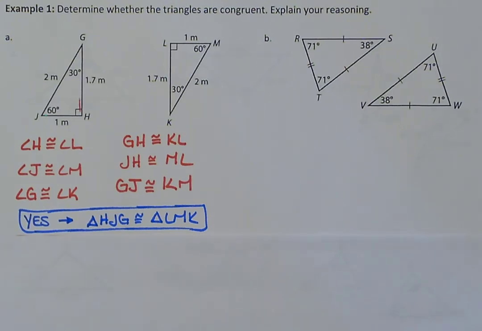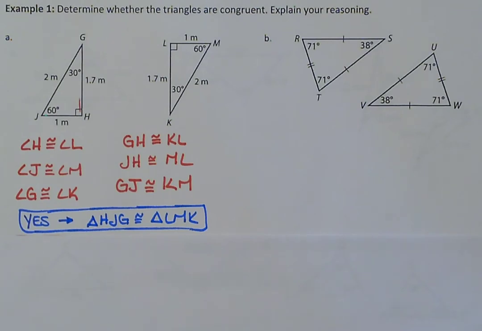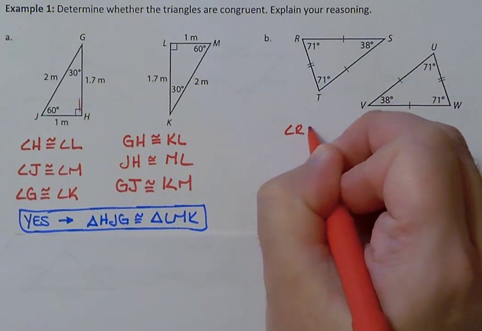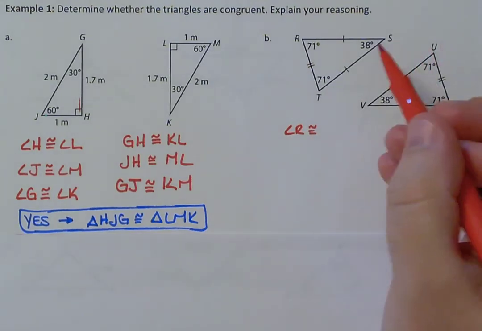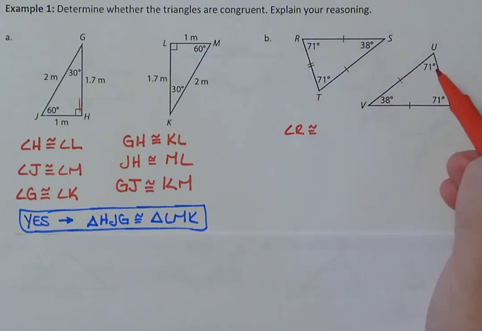Okay, let's take a look at B. So for B, we have our two triangles RST and UVW. What we need to go through and do is determine if these two are congruent to each other. So first thing, let's go ahead and take a look at the angles. If I start with angle R in this triangle, we need to go through and find a matching angle in this one. Well, angle R is 71 degrees, and over here I have two 71s, U and W. Doesn't matter which one you go with, that's completely up to you. It just has to have a matching part.